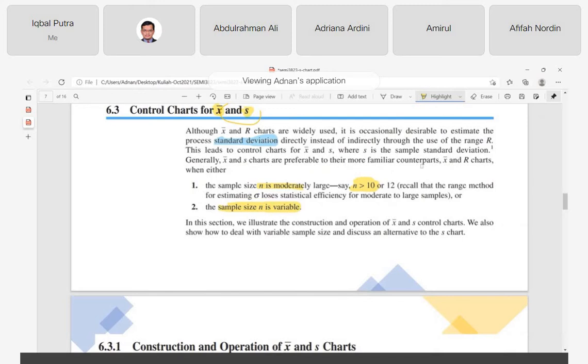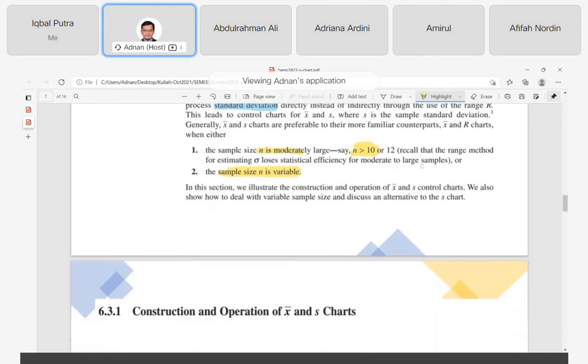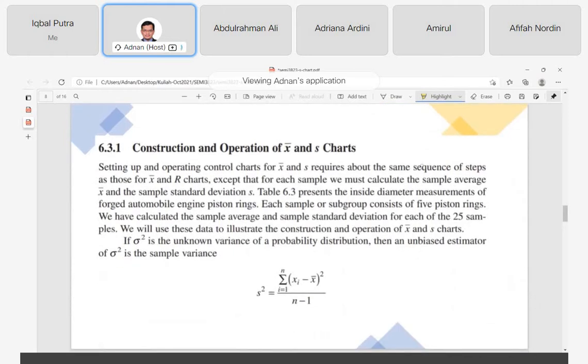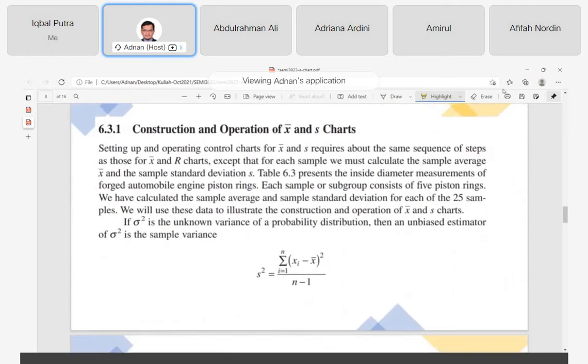Okay, how do we prepare this X bar and S chart? Okay, so we have to understand this theory. Construction of X bar and S chart.